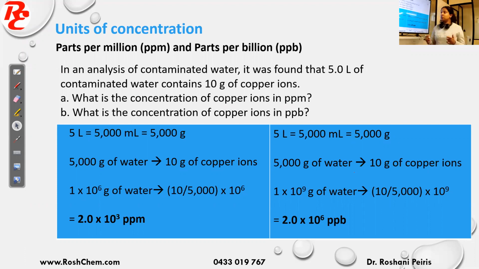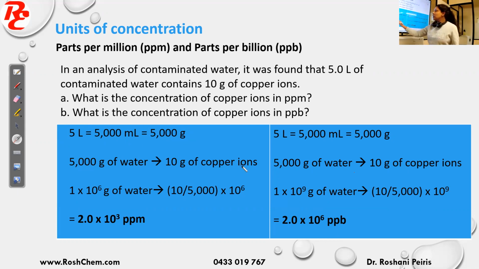Okay, so first we will see how to convert into ppm. Okay, so 10 grams of copper ions. So copper ions is my solute, so I have 10 grams. So my solute is expressed in grams, therefore my solution also should be in grams. So that's why here I convert 5 liters into grams. So I know 5 liters of water means 5000 mLs. So 5000 ml of water means 5000 grams, assuming the density of water is 1, right? So therefore it's 5000 grams. So now I can say 5000 grams of water, which is same as 5 liters, contains 10 grams of copper ions.